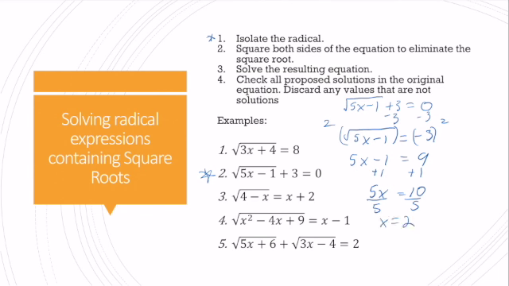Now I need to go ahead and check that in our original equation. Let's check it in a different color. How about green? So if I have the square root of 5 times 2 minus 1 plus 3 equals 0, that leaves me with 5 times 2, which is 10, minus 1 is 9. So I have the square root of 9 plus 3 equals 0. Well, the square root of 9 is 3. 3 plus 3 equals 0. Nope, so there is no solution.